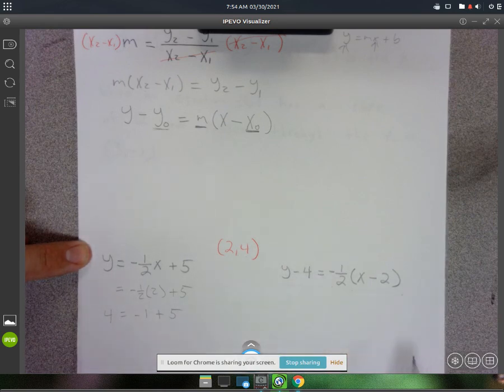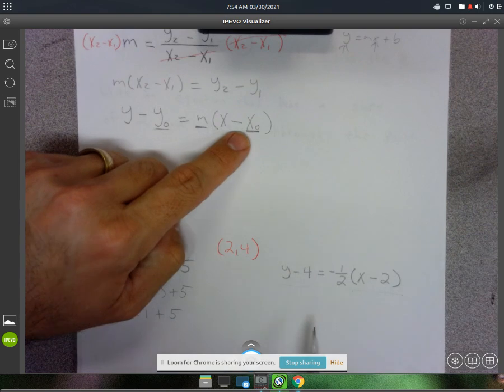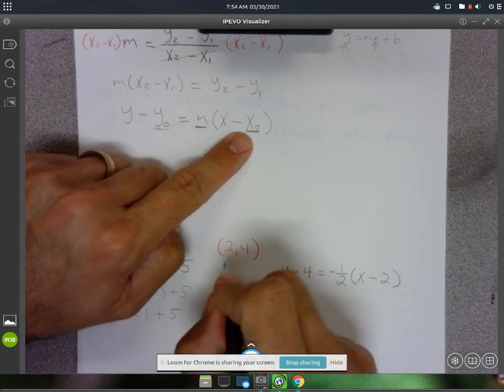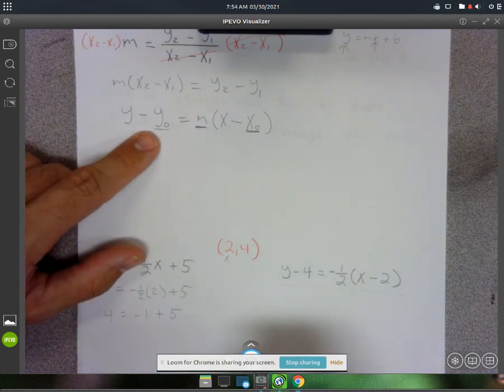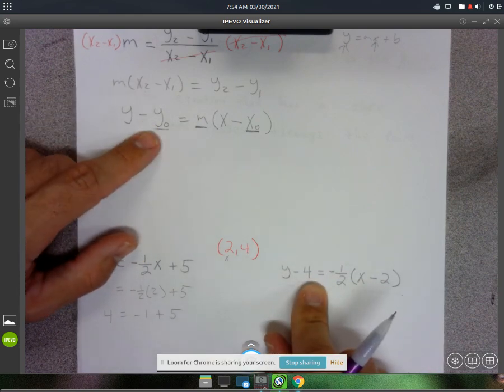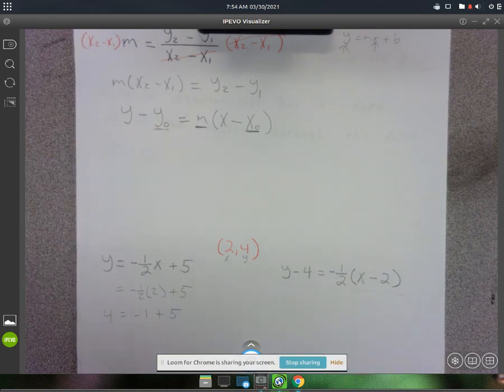A lot of ways. So to get my equation in point-slope form, I just replaced this x naught with a 2 because the 2 was my x value. And to get the y naught, I replaced my y naught with this 4 right there. All right. And then m, that was still my 1/2, just like it was the negative 1/2 over here.